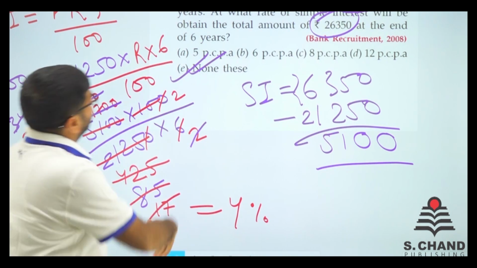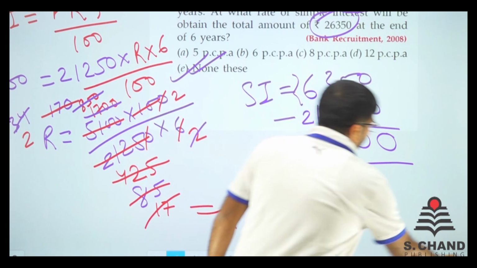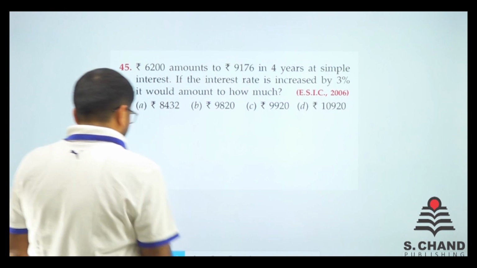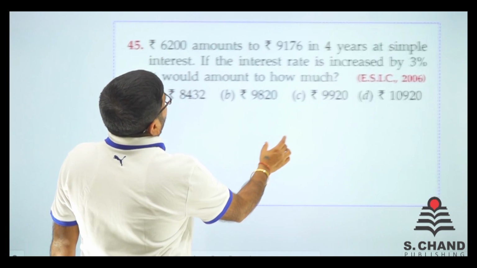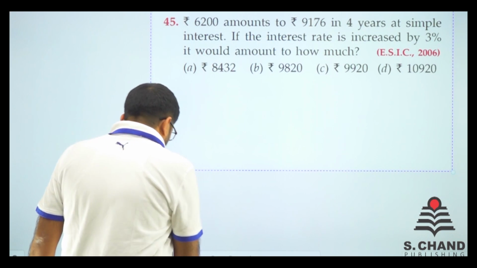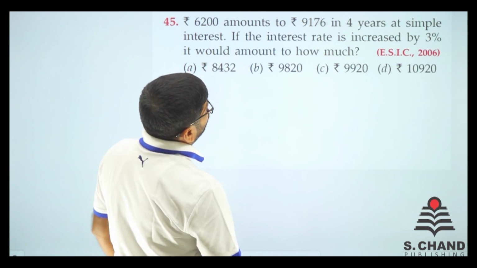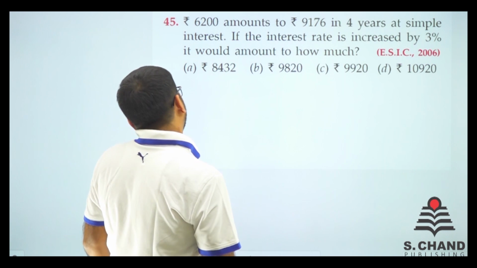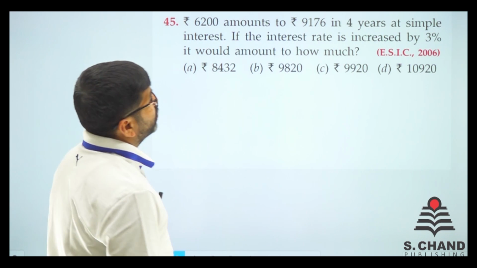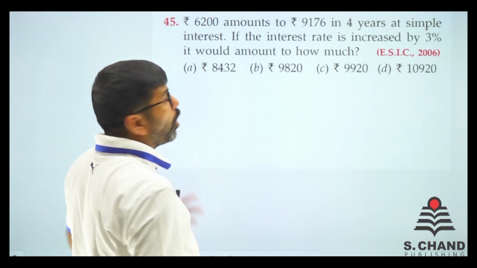Okay, so 4% is the answer. None of these is there. Let's move on to the next question. Question number 45. Okay, so this 6200 amounts to 9176 in 4 years at simple interest. If the interest rate is increased by 3%, it would amount to how much?